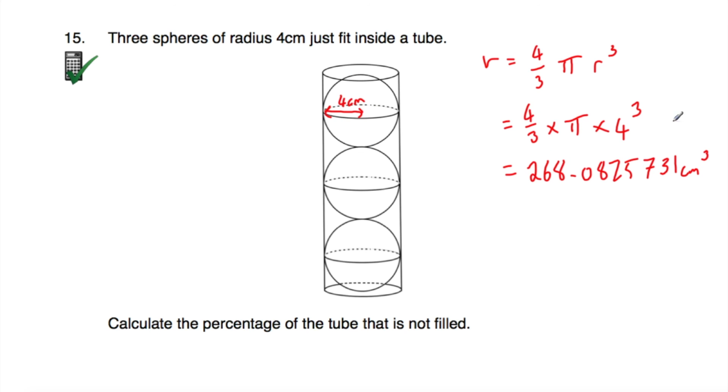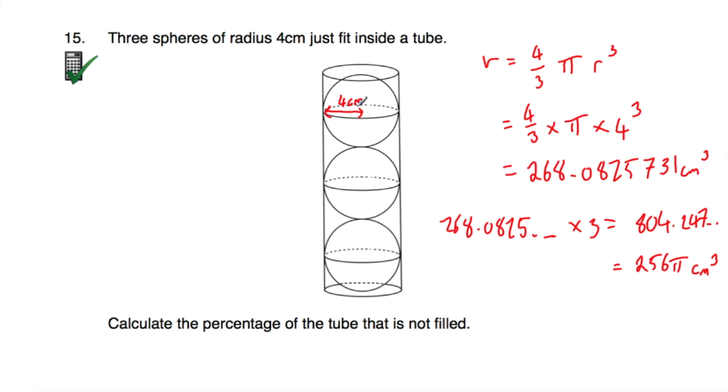Now what we're going to do is multiply that by 3 to find the combined volume of all 3 spheres. So 268.0825 and so on, multiplied by 3. And when we multiply that by 3, we get an answer of 256 pi, or 804.247 and so on. And actually in this case, I might write it in terms of pi, just because it might help me whenever I'm writing it as a percentage. So the volume of those 3 spheres altogether is 256 pi centimetres cubed. Okay, so we've found the volume of the 3 spheres.